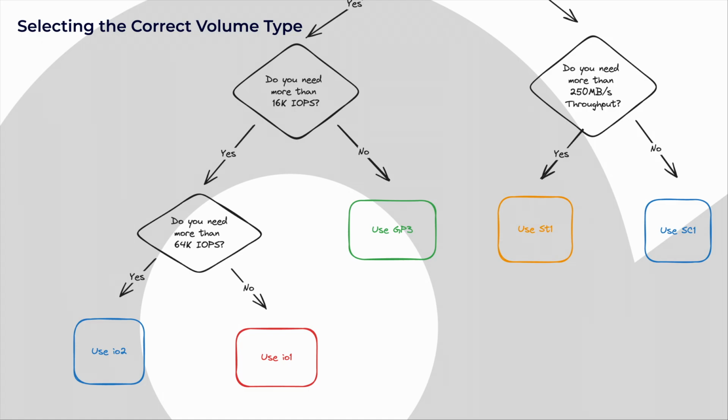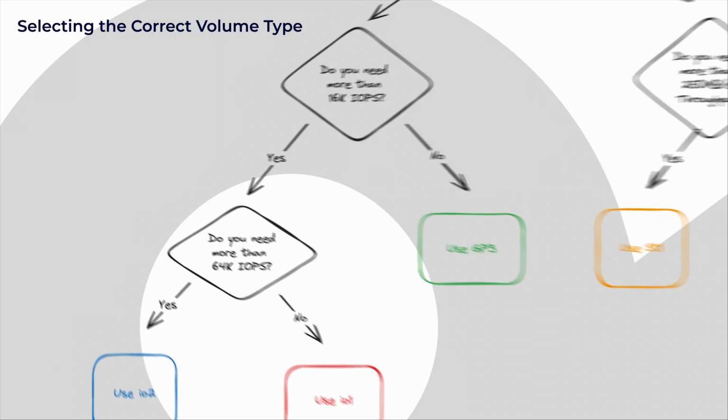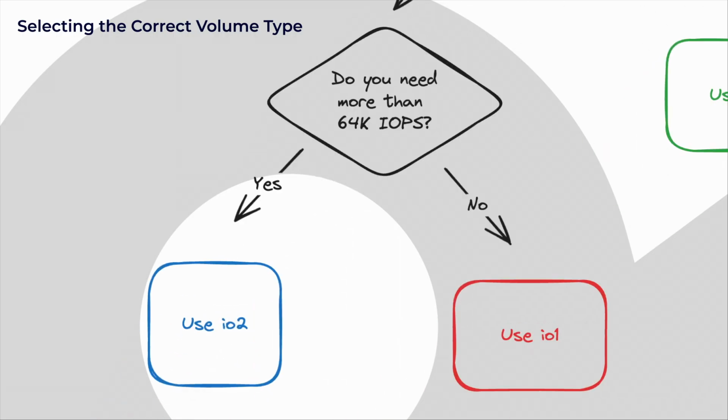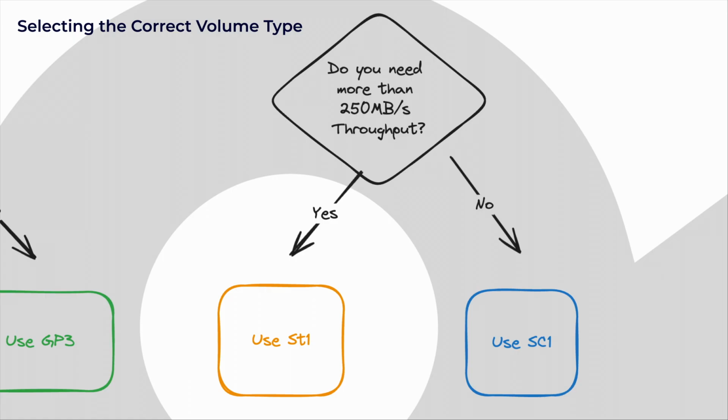So if we're using an IOPS intensive workload, we're going to use our SSD volumes. Then you need to ask yourself, do you need more than 16,000 IOPS? If you don't, use your GP3 volume. If you do need more than 16,000 IOPS, move on to the next question. Here we'll be asking ourselves, do you need more than 64,000 IOPS? If yes, use IO2. Remember, IO2 volumes can provide you with a maximum of 256,000 IOPS. If you need less than 64,000 IOPS, use IO1.